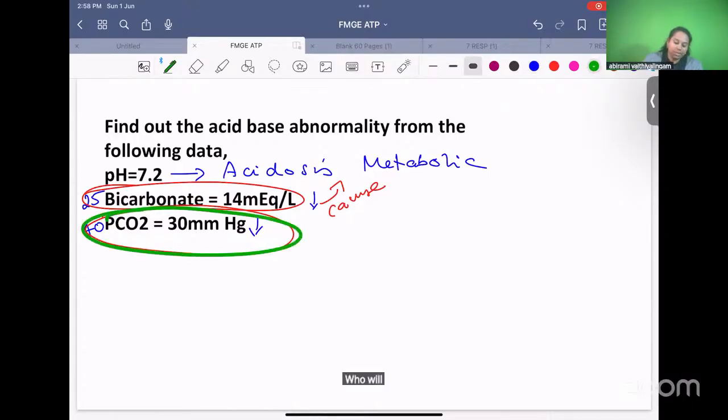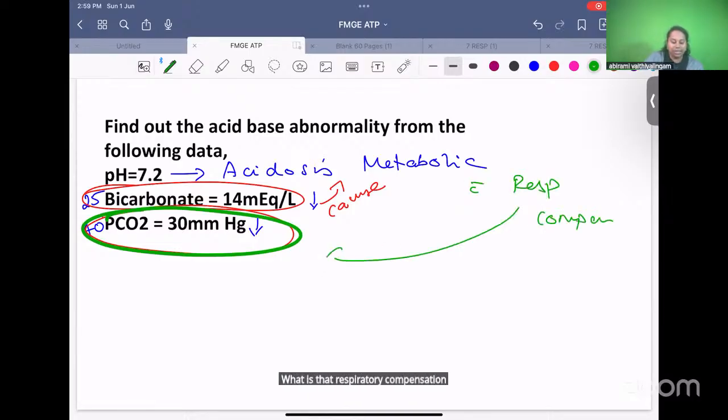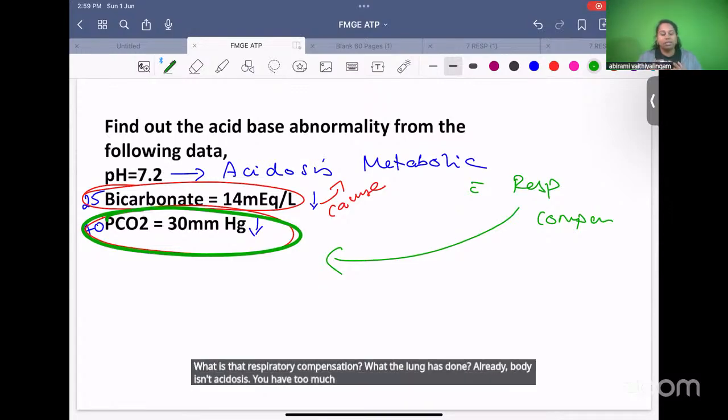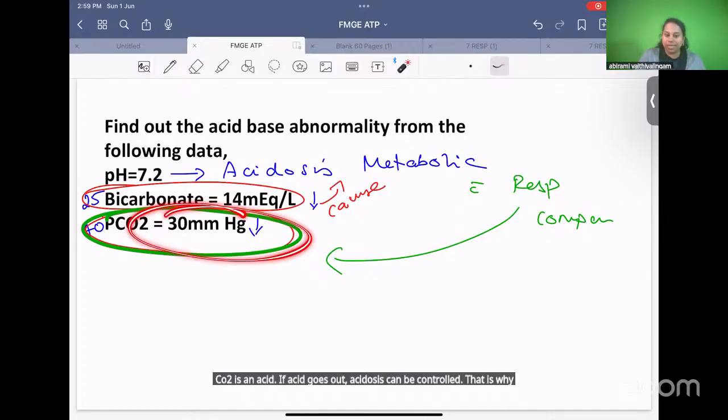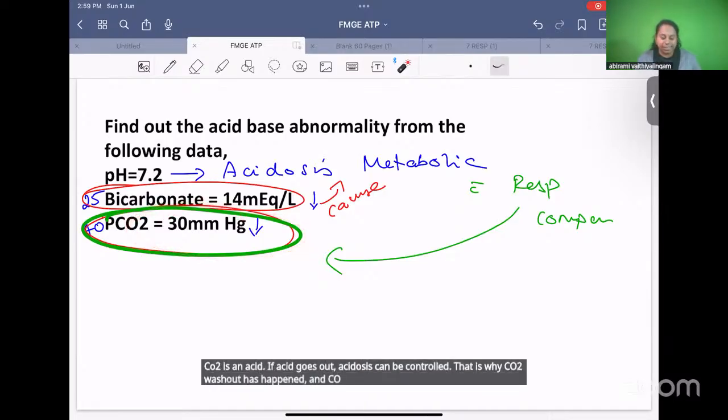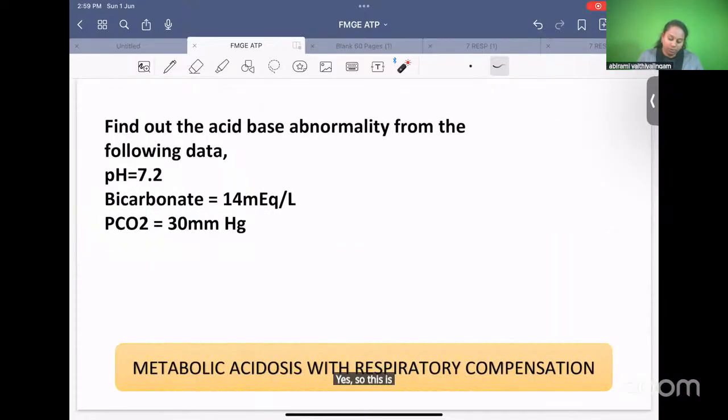Who will compensate? Respiratory compensation. What is that respiratory compensation? What has the lung done? Already body is in acidosis. You have too much of acid. So what will the lung do? It will breathe very fast, send out all the CO2. CO2 washout. CO2 is an acid. If acid goes out, acidosis can be controlled. That is why CO2 washout has happened and CO2 has decreased. So this is a case of metabolic acidosis with respiratory compensation.